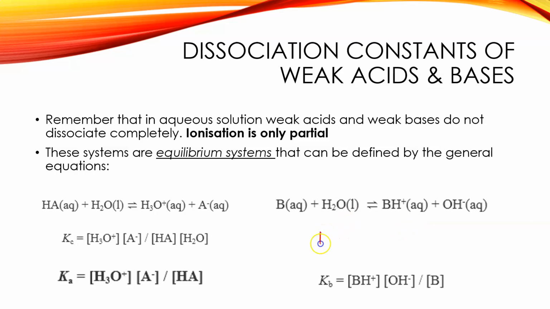Again, this means that our Kc will be equal to the products, which are going to be BH+ times OH− over our concentration of the base. Okay, remembering that these will change with the coefficients, that we would have to raise them to the powers if the coefficients were, say, 2. In this case, we would then get Kb being [BH+][OH−] over [B]. So this gives us now the expressions at equilibrium for a weak acid or a weak base ionization system.